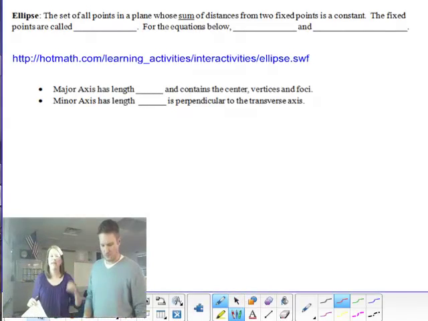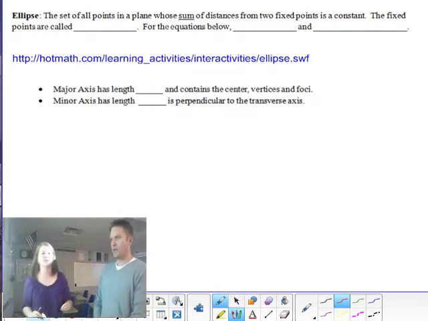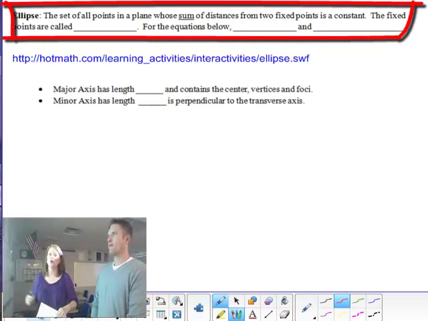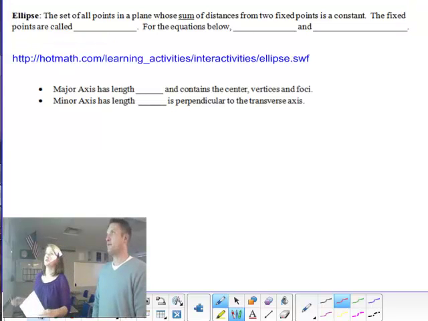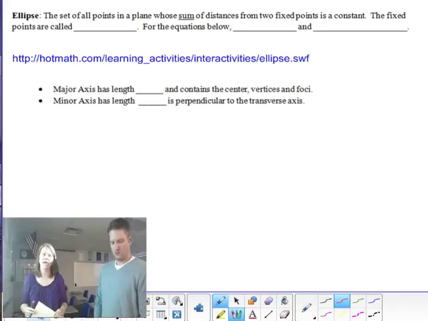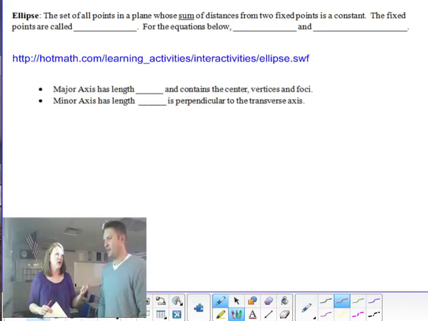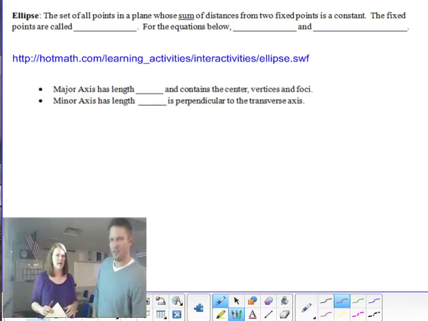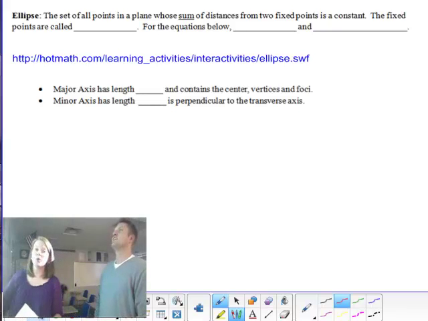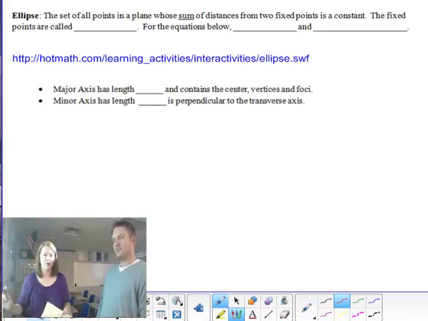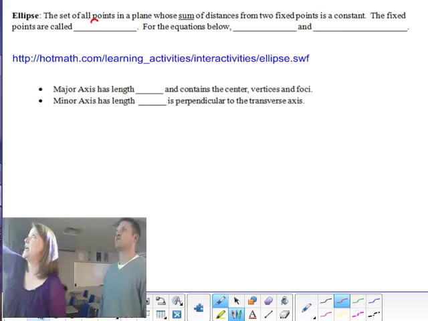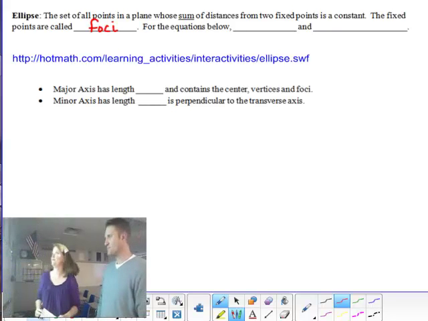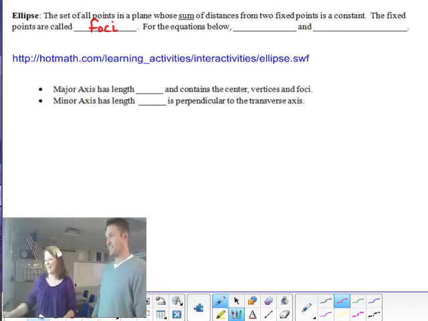The actual geometric definition for an ellipse is the set of all points in a plane whose sum of the distances from two fixed points is constant. When we had a parabola, we called the fixed point our focus. But I have two of them, so I need the plural of focus, which is the weirdest word you've ever heard in your life. It's called foci. Not focuses, foci.